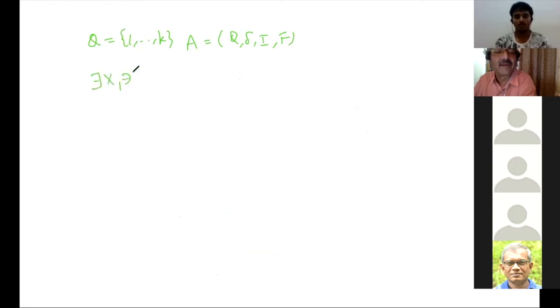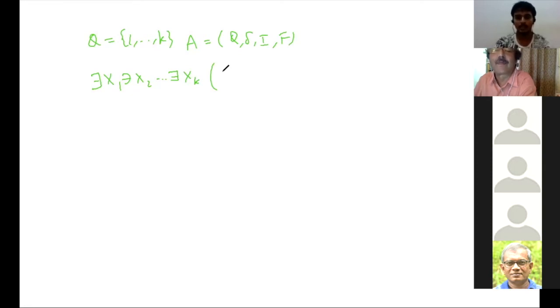So let's keep in mind our Q is 1 to K, and the automaton is (Q, delta, I, F). And I have now the formula. There exists x1, there exists x2, there exists xk. Now, how do I write that they form a partition? How do I say that? Pairwise empty intersection. Yes. How do I write that?